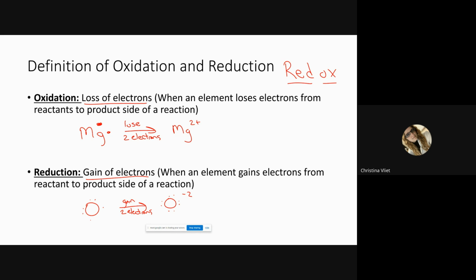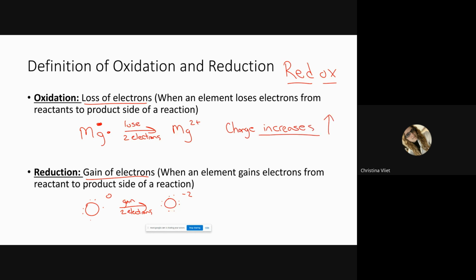And so if you're paying attention, those terms, especially reduction, sound weird because we're saying that a reduction is a gain. And whenever you hear the word reduction, that usually means less. And so why would it be called a reduction if an element gains electrons? What is being reduced? The charge. So it's the charge that's being reduced. So another way of understanding it is that the charge increases in an oxidation. That means it goes up.